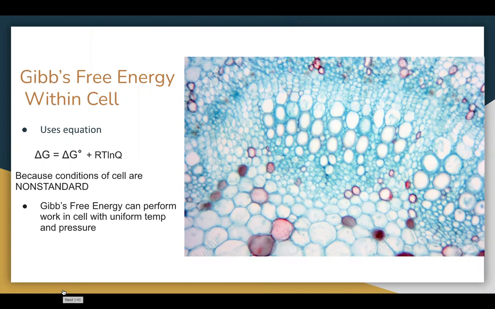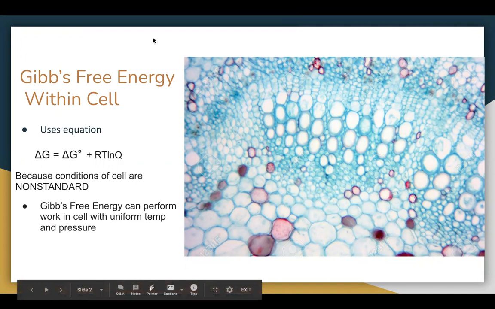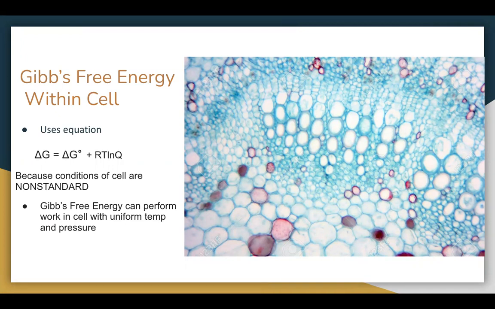It's going to use the equation delta G equals delta G under standard conditions plus the gas constant times temperature times the natural log of the reaction quotient. And you're going to use this equation because the conditions of the cell are non-standard. If you remember, standard conditions are 1 atmosphere, 25 degrees Celsius, and 1 molar concentration. A lot of times the reactants aren't going to have 1 molar concentration, and so that's what makes it non-standard.